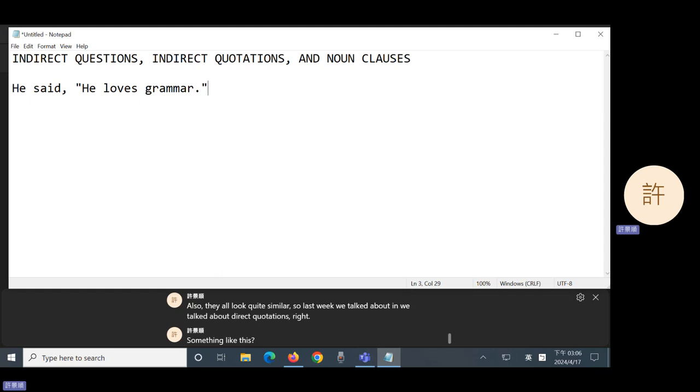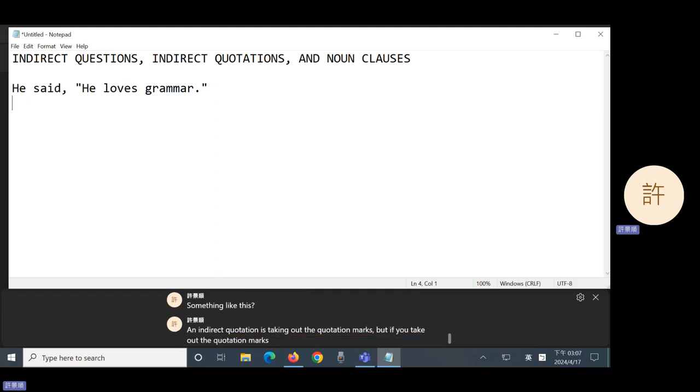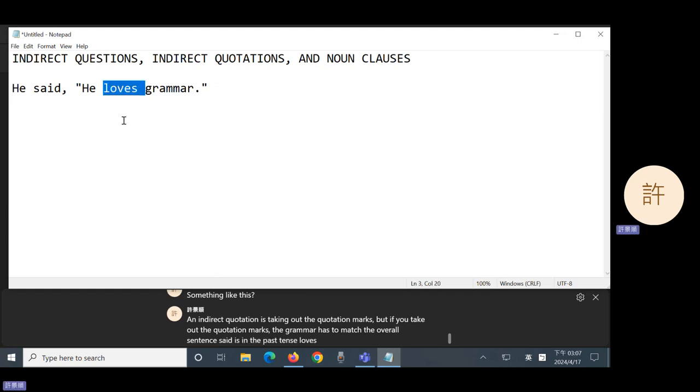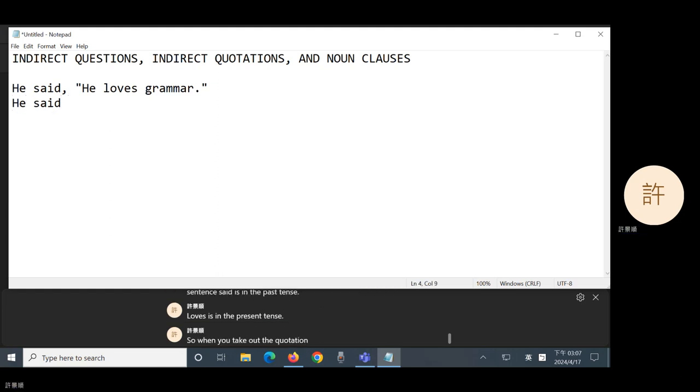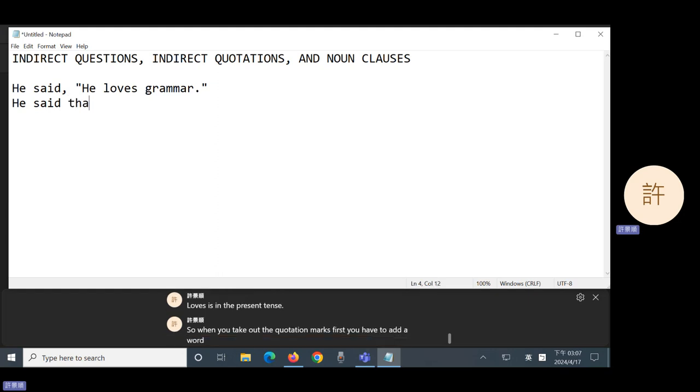An indirect quotation is taking out the quotation marks. But if you take out the quotation marks, the grammar has to match the overall sentence. Said is in the past tense. Loves is in the present tense. So when you take out the quotation marks, first you have to add a word that tells the reader this is a noun phrase.